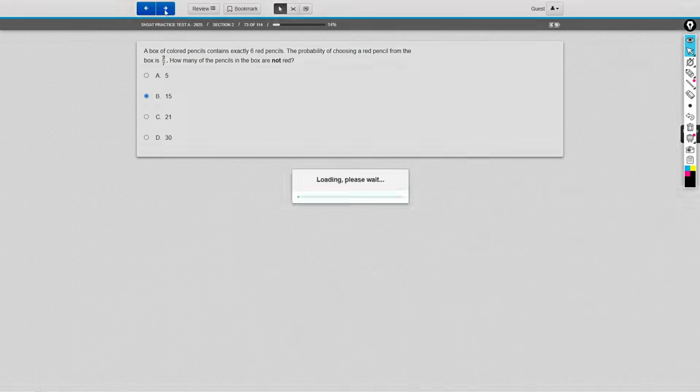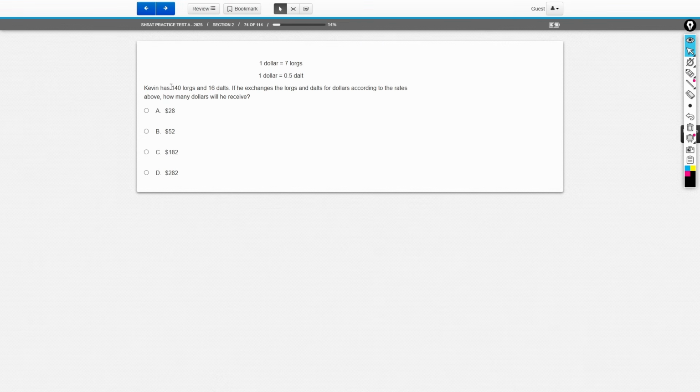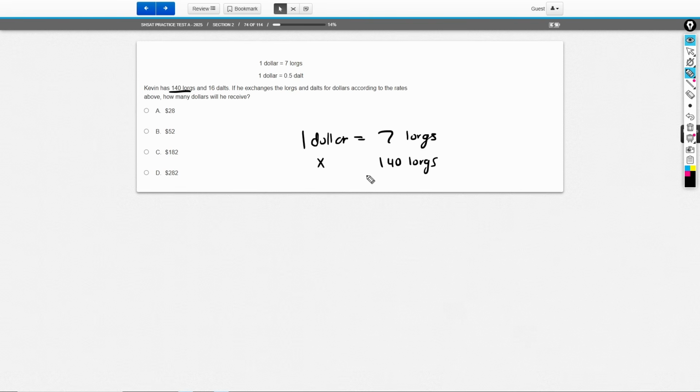All right, moving on. We know that Kevin has 140 lorg and 16 dolts, and we know that if he exchanges the lorg and dolt for the dollar according to the rates, how many dollars will he receive? All right, so we know that $1 is equal to 7 lorgs. Now he has 140 lorgs and X dollars, right? We want to find how many dollars are in 140 lorgs. So guess what? Cross multiply, right? If you have a conversion, or a ratio, or a scale, just write it down like this and cross multiply. You can't get it wrong. $1, 7 lorgs. X dollars, 140 lorgs.